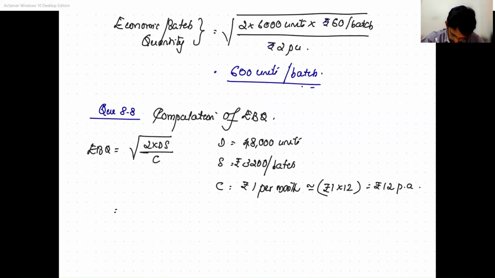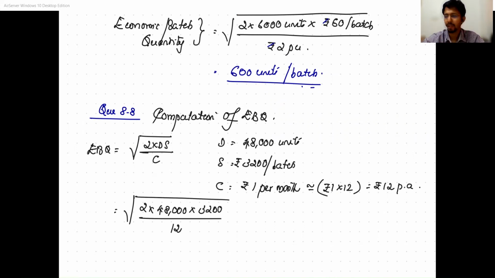So this is equal to root of 2 into 48,000 into 3,200 divided by 12. Okay, so if you solve this, how much will you get? You will get 5060 units. Okay, 5,060 units will be your economic batch quantity.